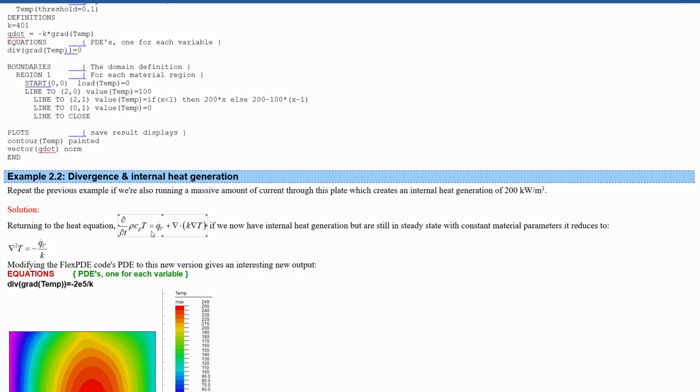We can either look at time changing, and then we expect to not have the divergence equal to 0 anymore, or we can actually add in some volumetric heat generation. That's what we're going to do now. Suppose we're in steady state, but we have 200 kilowatts per cubic meter.